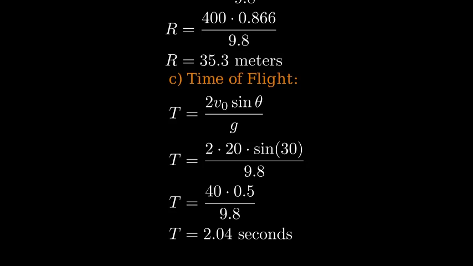Finally, for the time of flight, T equals 2 times v0 times sine theta divided by g. Substituting, T equals 2 times 20 times sine of 30 degrees divided by 9.8. T equals 40 times 0.5 divided by 9.8. T equals 2.04 seconds.